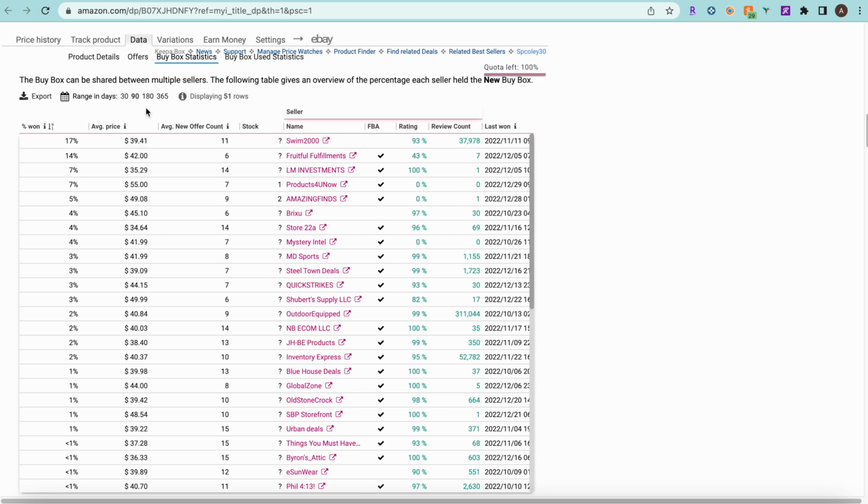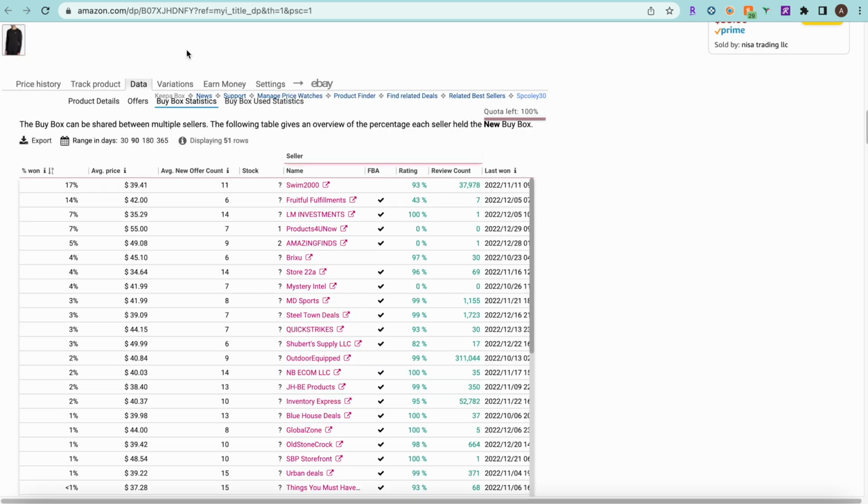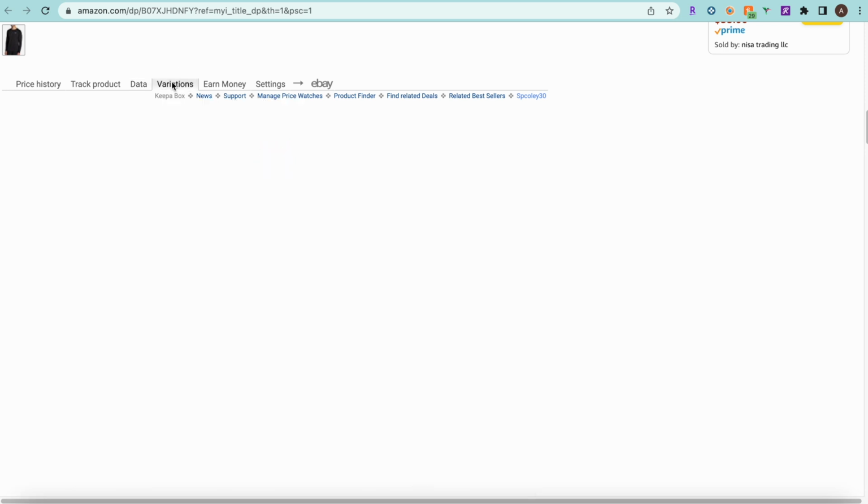My gold standard is looking at the 90-day range in most of these categories because that gives me a good enough picture of what this product has sold in the past and what I can expect to sell it in the next couple weeks to a couple months. If this product has variations, whether it's a different shoe size or a different size of clothing, you want to make sure to check the variations because not all variations sell the same.